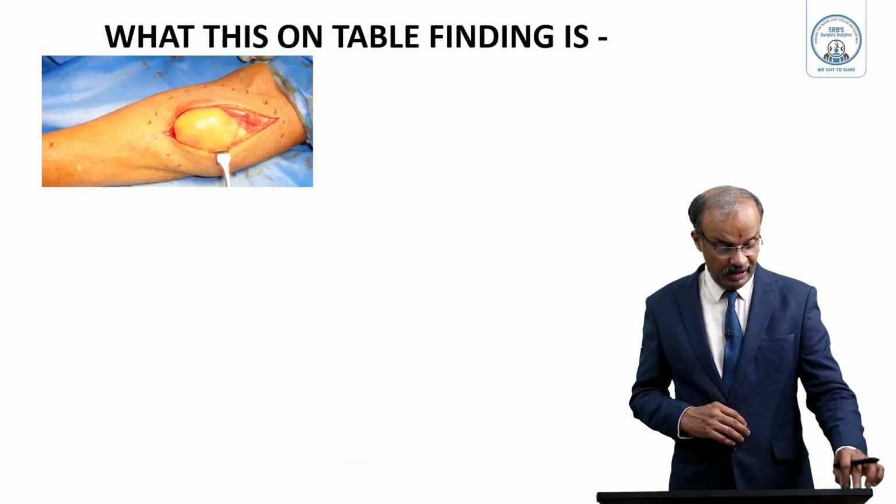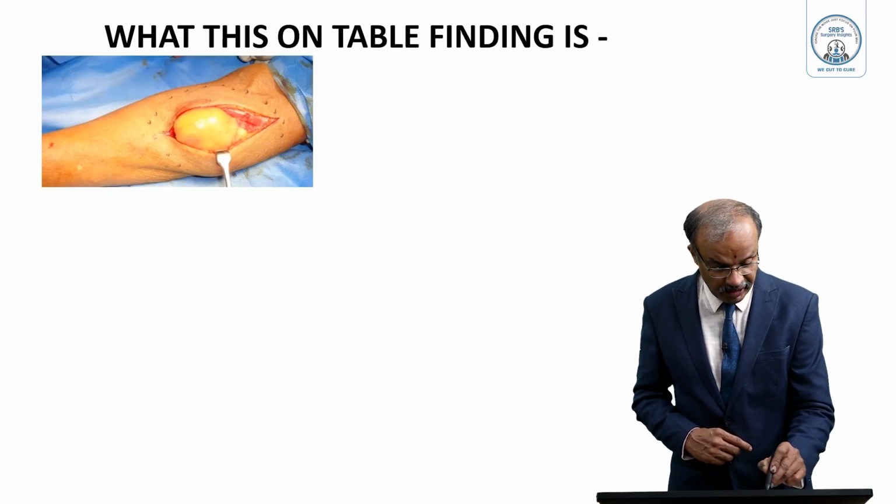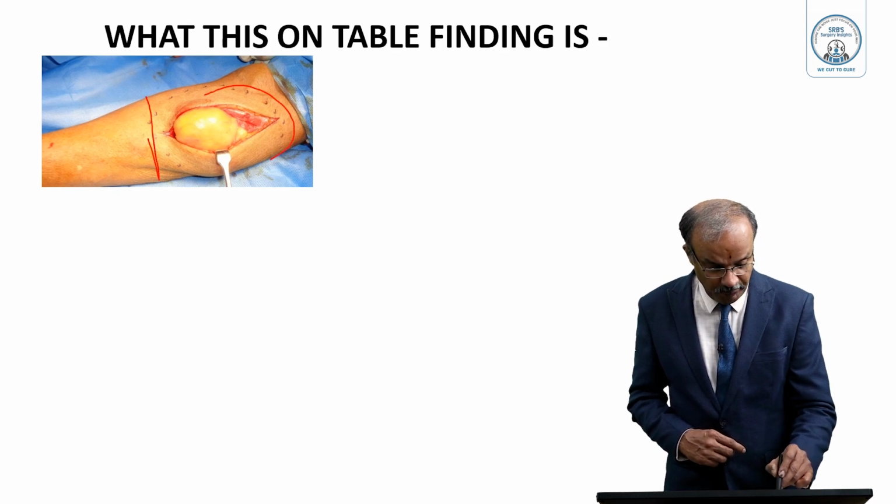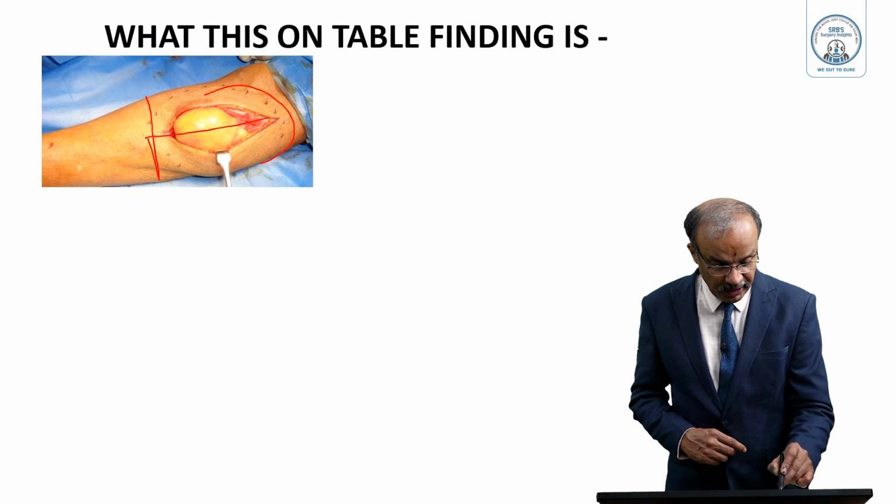Hello students, we'll discuss a common condition on table operative finding. Just see what this on table finding is. Look at that, you can see probably it is the arm, this is the elbow joint. You can see it is opened up, it's a lengthy longitudinal incision. You can see skin, subcutaneous and muscle here.